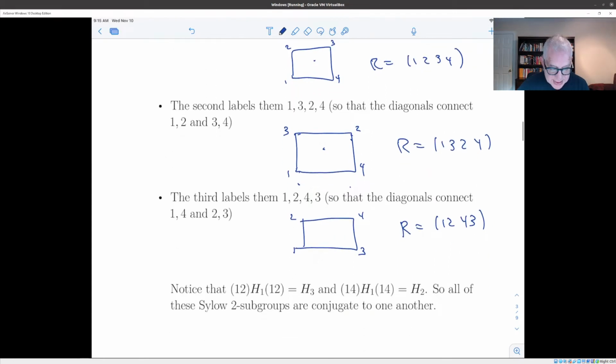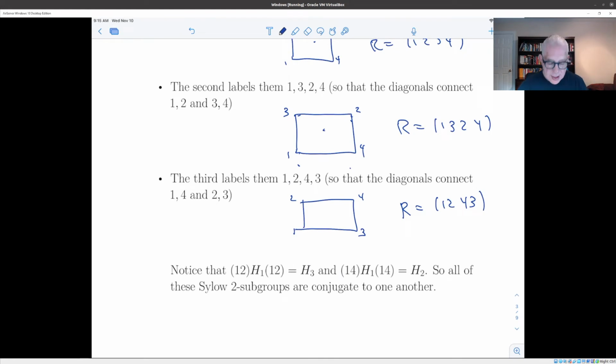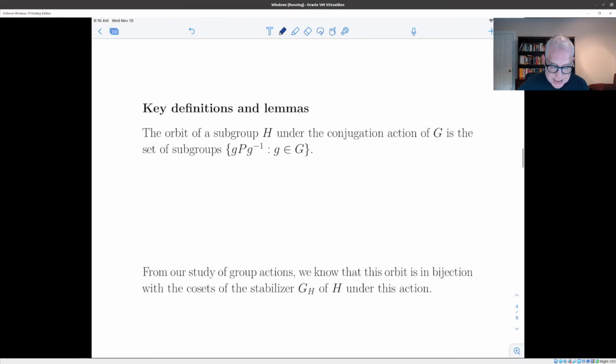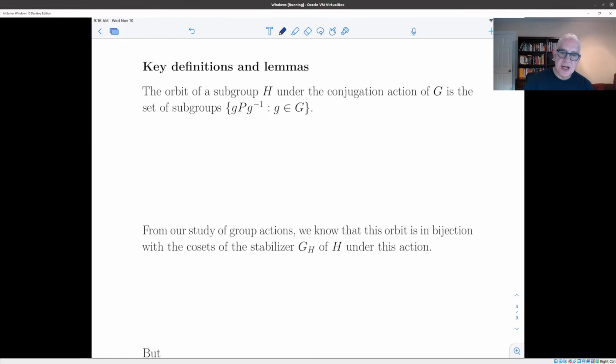And these 3 copies of D4, these are 3 subgroups of order 8 inside S4, and they're conjugate to one another. You can just check that if you conjugate the first one, which is the usual D4 that we look at, by the transposition 1, 2, then it takes you to this picture. And if you conjugate by 1, 4, it takes you to this picture. So in this case, there are 3 Sylow 2 subgroups inside S4, all conjugate to one another. Okay, now we can begin the proof of Sylow's theorem to see that this is a general phenomenon.